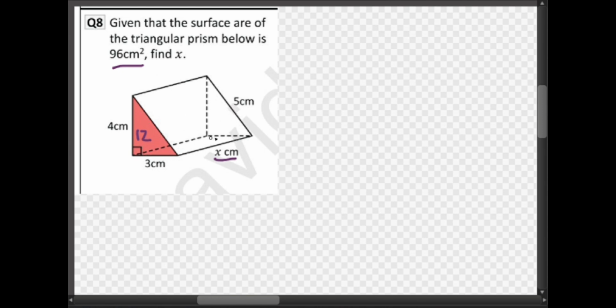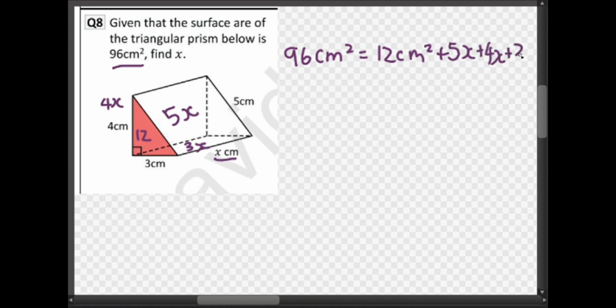Now moving on to the bottom face, to find the area, we take 3 times x. To find this face here, we take 5 times x. And to find the rectangle at the left side, we take 4 times x. So 96 cm² will equal 12 cm² plus 5x plus 4x plus 3x.